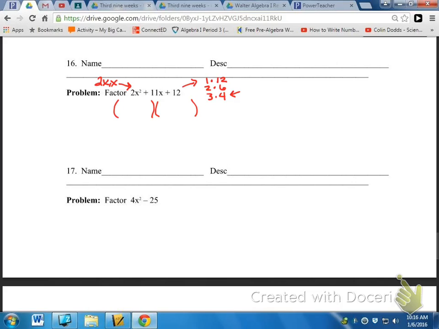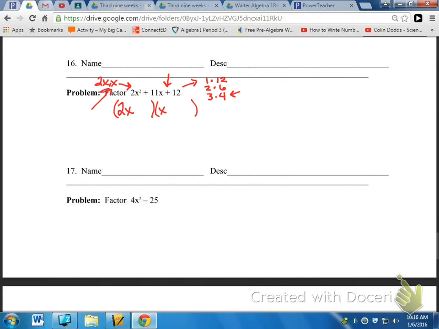The good news is you start with this beginning. There's only one possibility, so for each first term, you put 2x and x. There's no other choice. That's the great news, because only 2x and x can multiply together to get you 2x squared. Nothing else multiplied together would get you 2x squared.